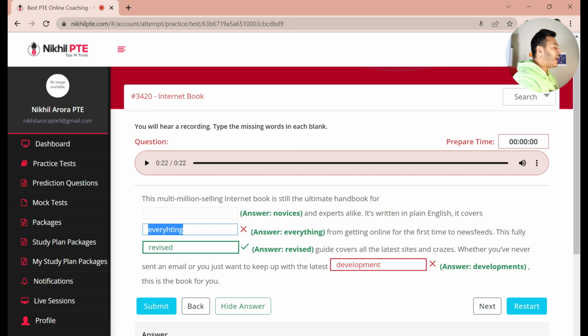You can see everything I have written, but my spellings are different. So here are the spelling mistakes. One correct answer is equal to one mark. This section includes writing scores as well. Filling the blanks, summarize spoken text, and write from dictation: these three sections are totally based on your listening along with writing. So if you are lacking in writing, you should focus on this.